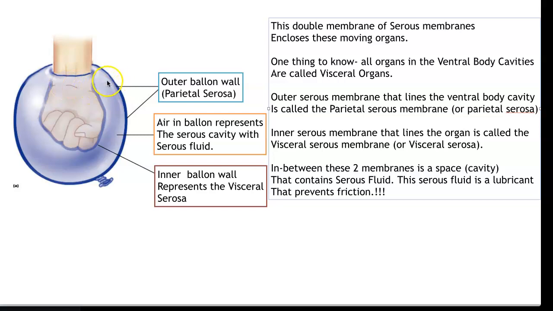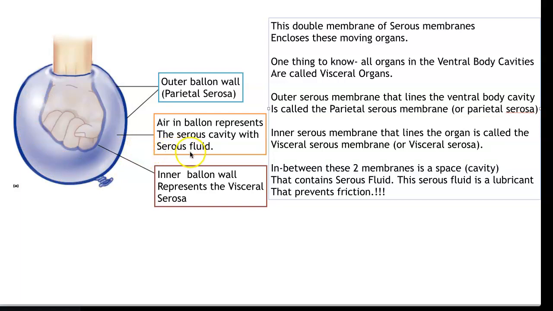Now, in between these two layers, the outer parietal and the inner visceral layer, you will have this space. In the balloon here, that space is filled with air. But in the serous membrane, this space in between the visceral and parietal layers is going to have serous fluid. This is a space, a cavity. It's a serous cavity, and within this serous cavity, this space, is serous fluid.